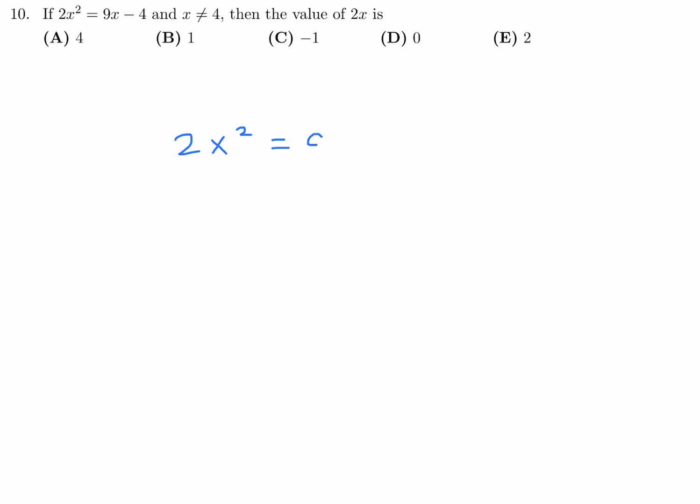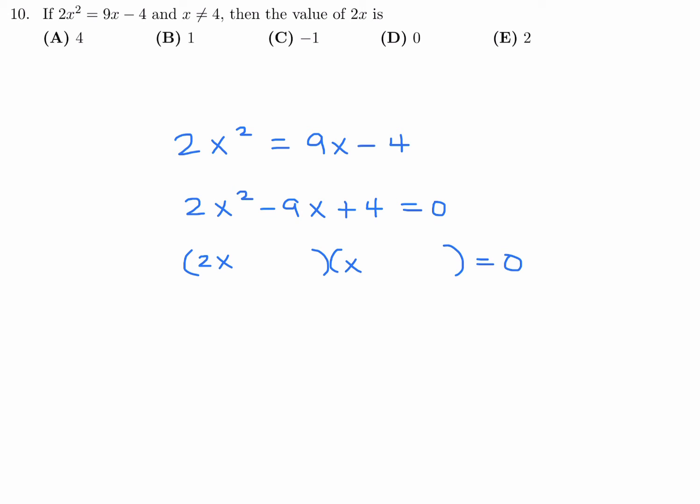2x squared is equal to 9x minus 4. Put everything on one side. 2x squared minus 9x plus 4 is equal to 0. And I think this factors. We won't need to use the quadratic formula, hopefully. And I think it is 4, 1, negative, negative.